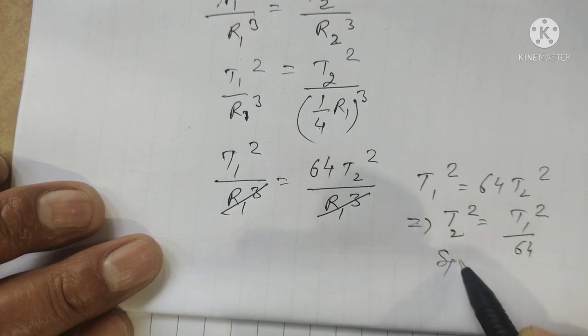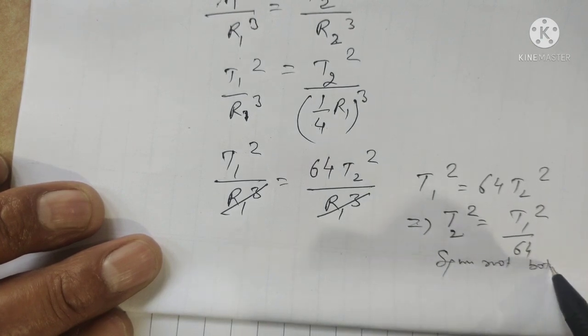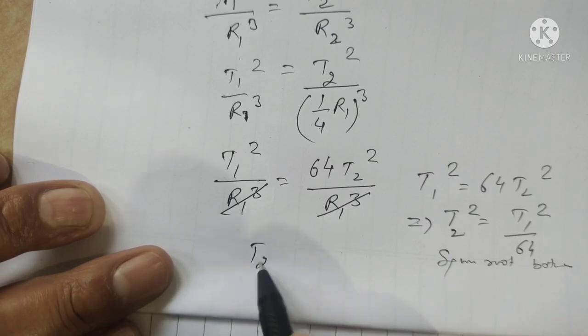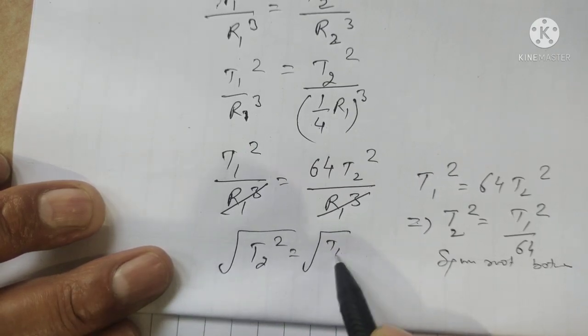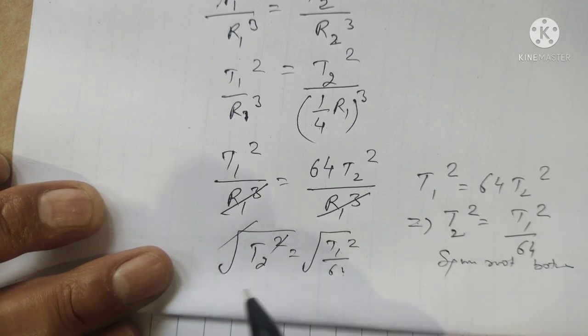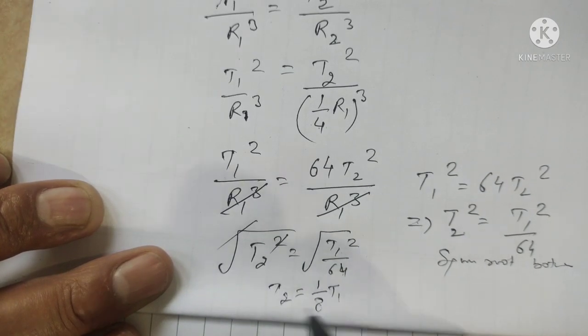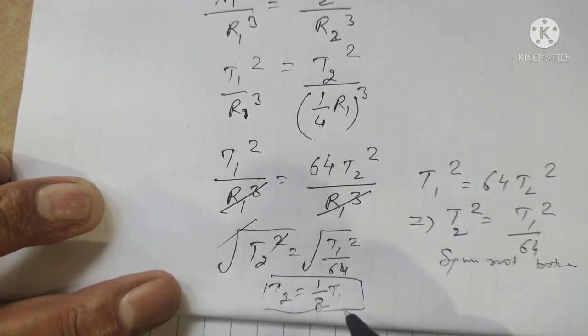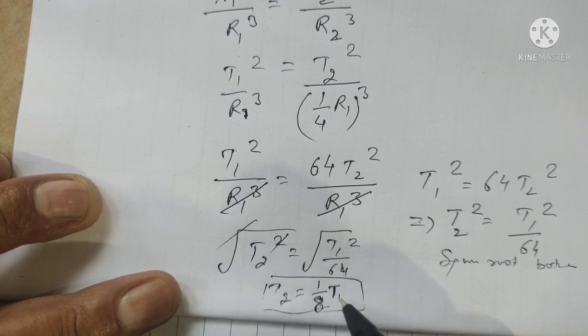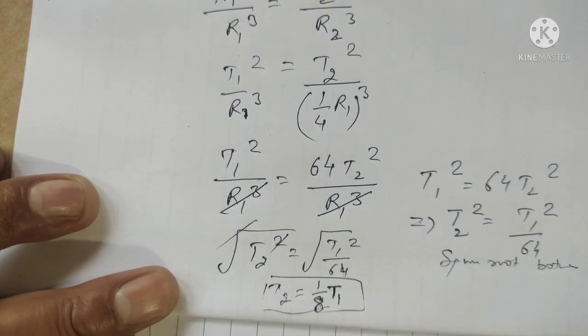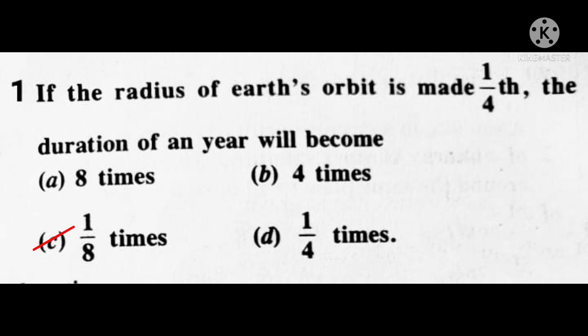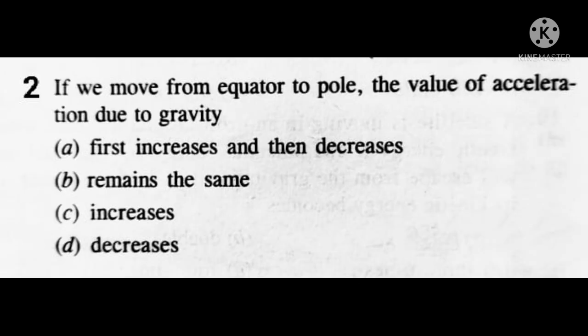Taking square root both sides, we get square root of t2 square equal to square root of t1 square over 64. So square cancels with square root, t2 is equal to 1 by 8 t1. So time period becomes 1 by 8th of the previous time period. So here C is the correct option. If the radius of Earth orbit is made 1 by 4th, the duration of the year will become 1 by 8 times.